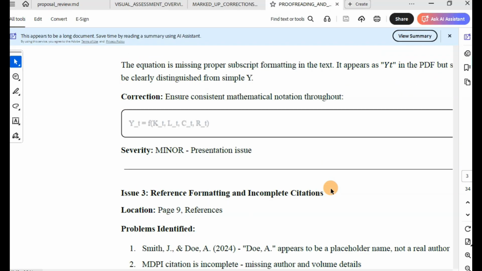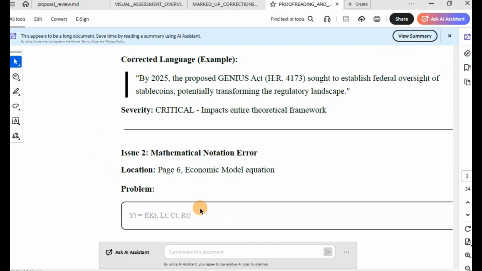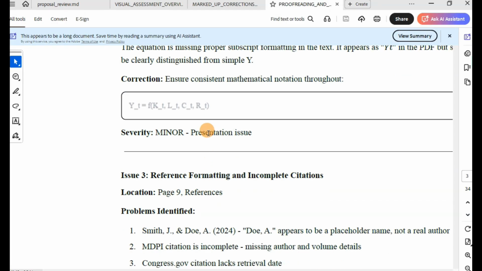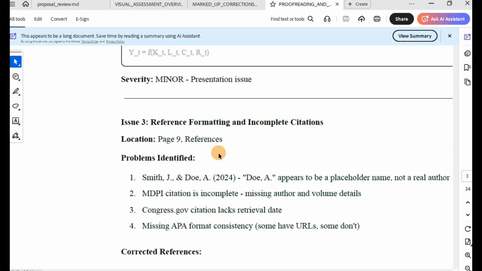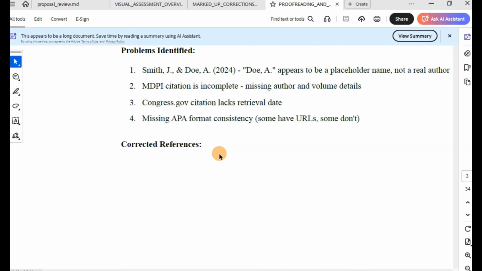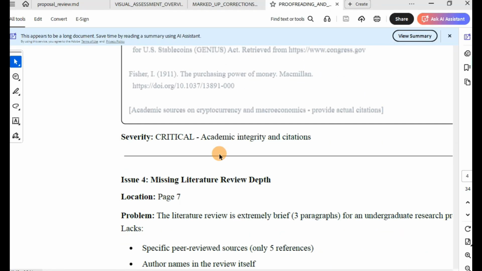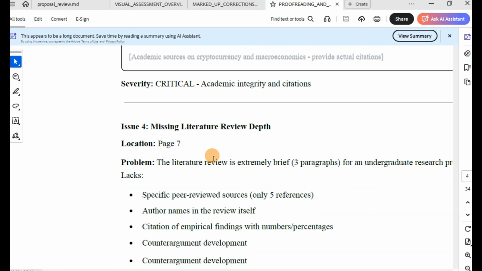So let me check the model. The mathematical notation is not acceptable. You are missing 7 pages.